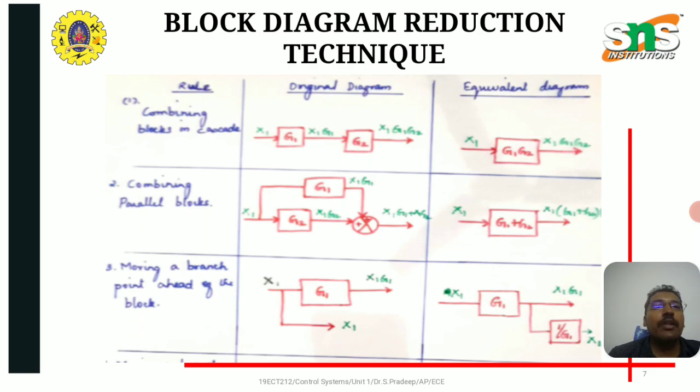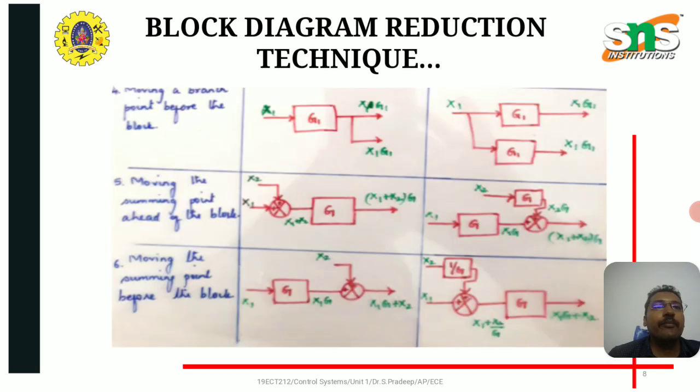Moving a branch point ahead of the block: if G1, we want to move a branch point ahead of the G1, it will be changed as 1 by G1. In G1, if we want to move a branch point before the block, it becomes again G1. Moving the summing point ahead of the block, it is transferred and added again one more G. Moving the summing point before the block, we need to add G and 1 by G in that summing point.